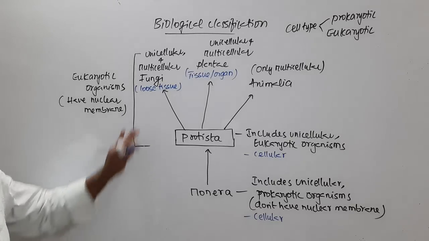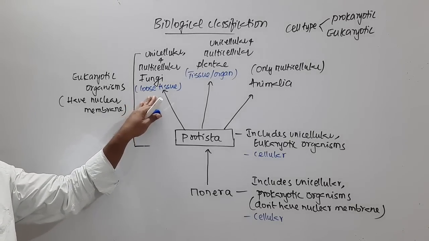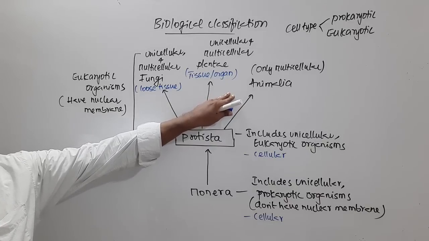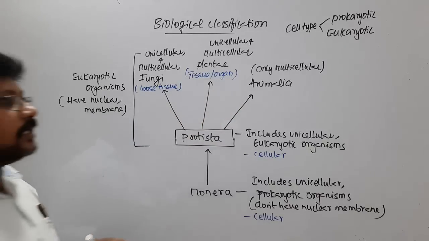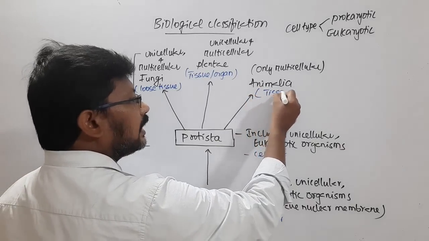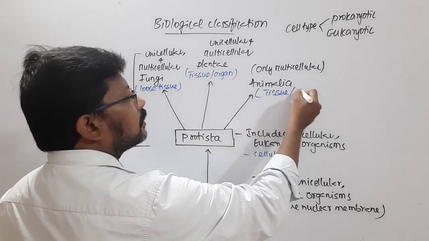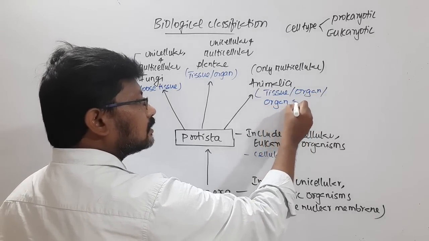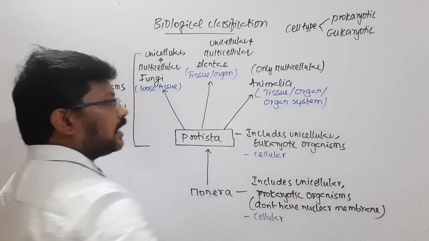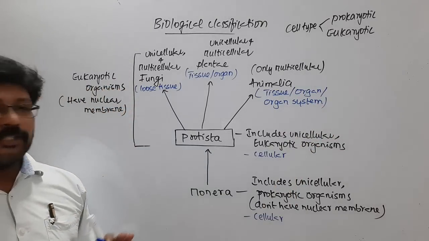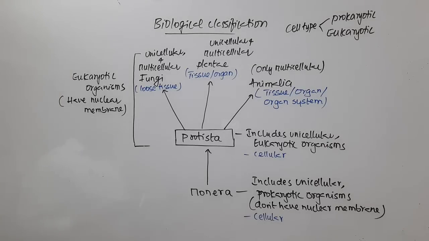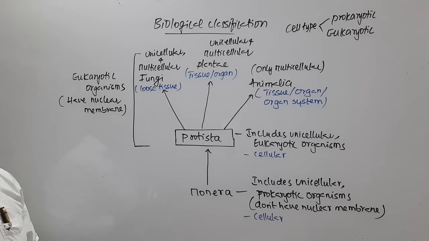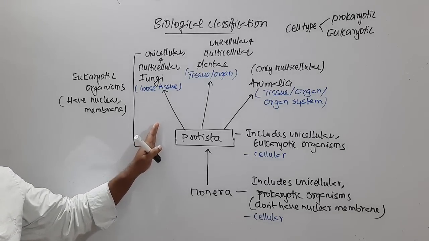In the case of Fungi, it's loose tissue. Then coming to Animalia, you will find the tissue grade of organization, the organ grade of organization, and also the organ system grade of organization. So you will find tissue, organ, and organ system grades of organization present in Animalia. So that's about body organization.